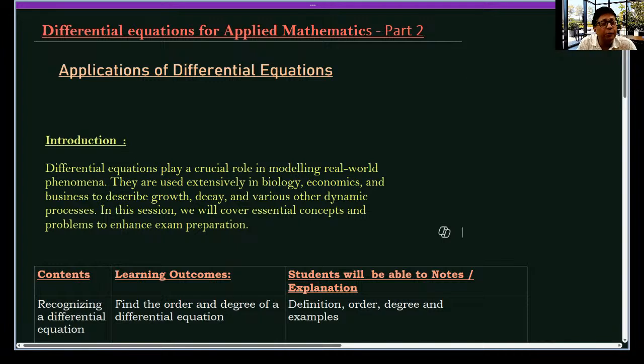This session is meant for them, those who are thinking what exactly I have to practice before the board examination.